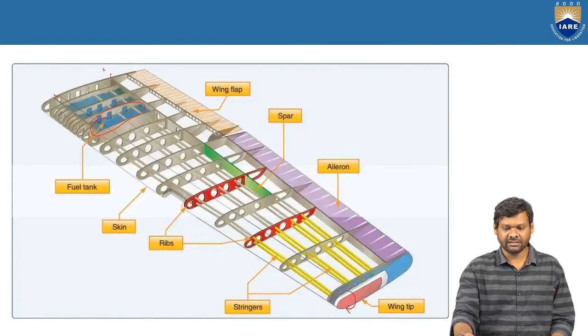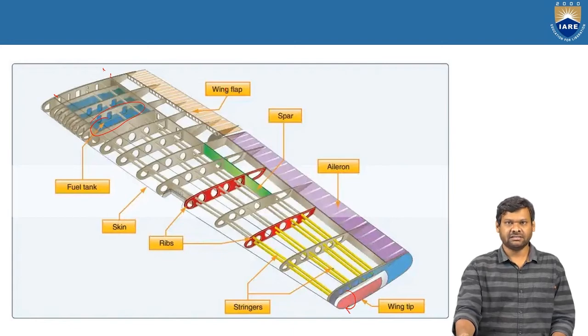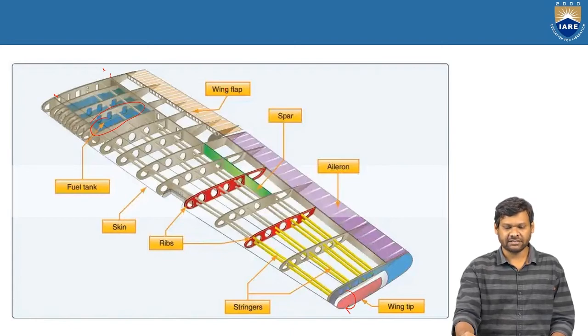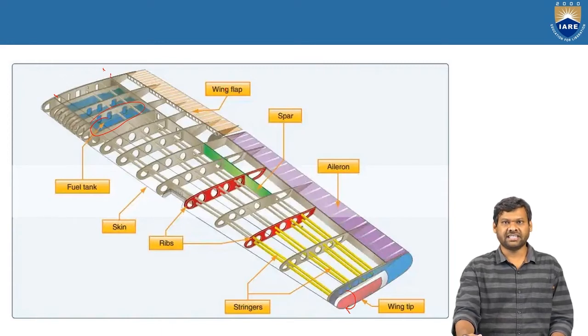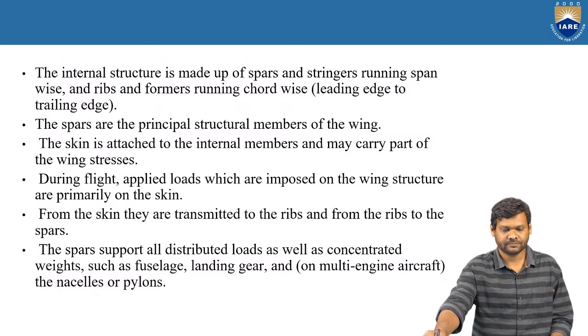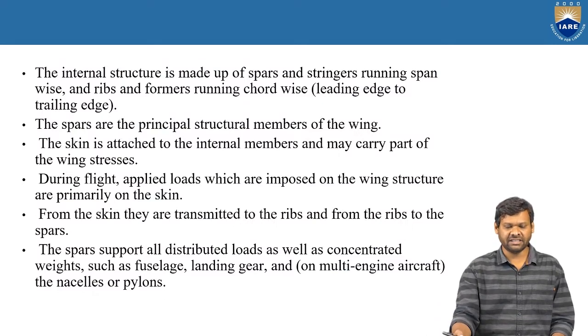This is a wing without a skin, and this skin is covered along these ribs and riveted on the ribs as well as the spars and the stringers. When a load is imposed on the skin, this load is carried by the ribs and it is transferred to the stringers and spars. Okay, from the skin they transmit to the ribs and from the ribs to the spars.